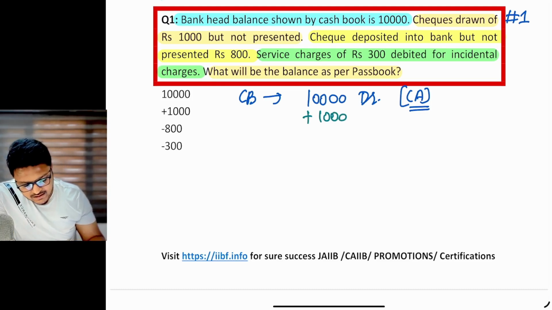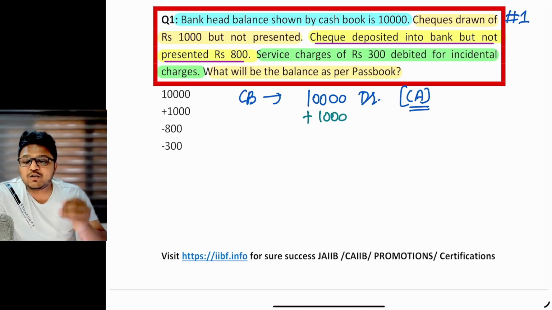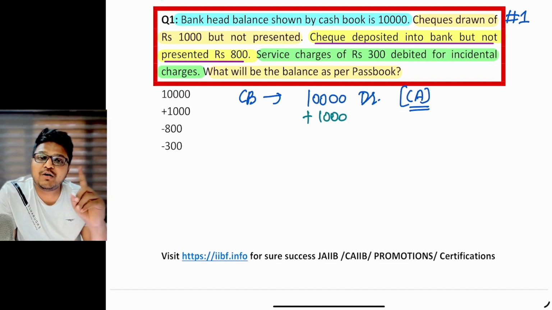The other one says a check deposited into the bank but not presented, meaning you have deposited a check and already reflected the changes, that 800 you have received, but the check is still not honored.